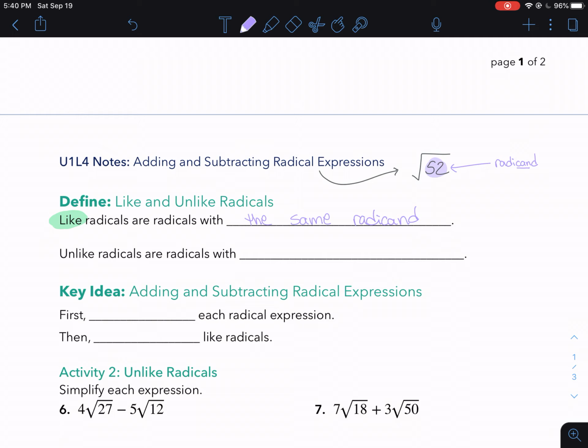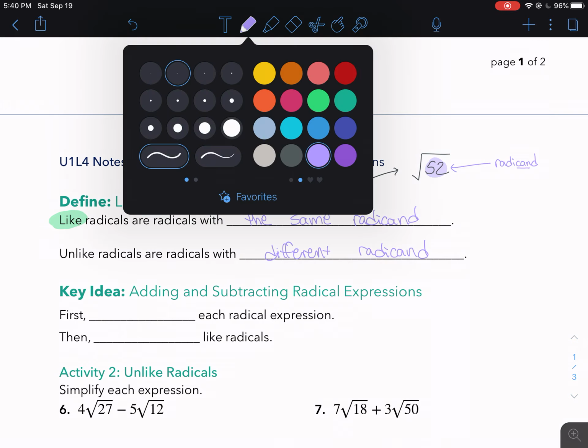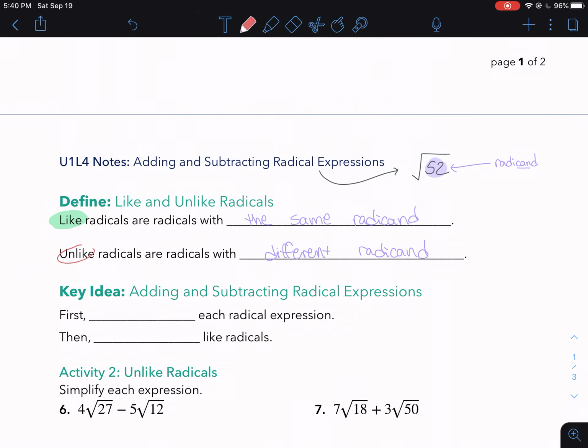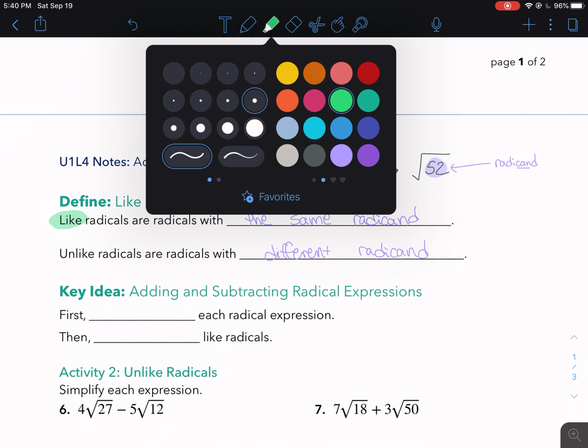So guess what an unlike radical is? An unlike radical is a radical with a different radicand. So if we have, for example, oh yeah, these are unlike. Wrong tool. Unlike.